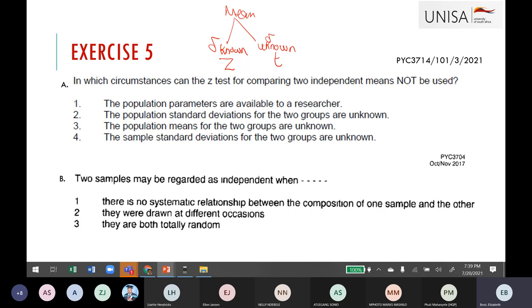Based on that information, in which circumstance? Option four. Z. Option four. And remember that sigma is your population parameter. Option four talks about sample standard deviation, which is not correct. And also option four speaks about unknown.